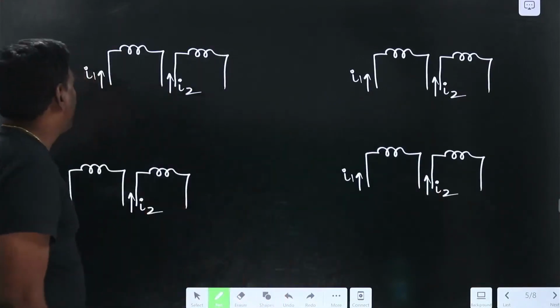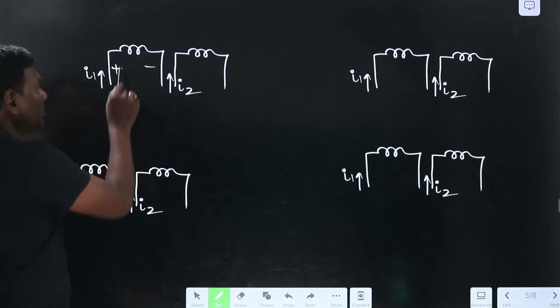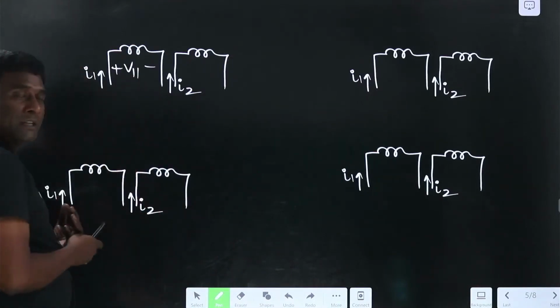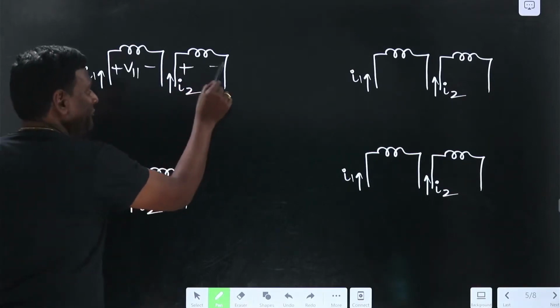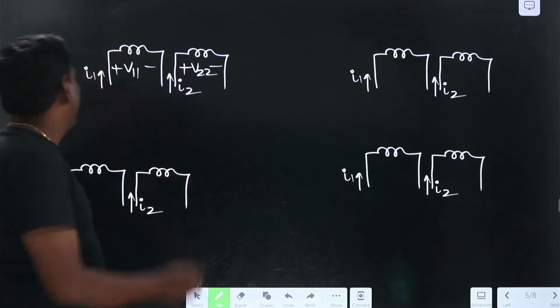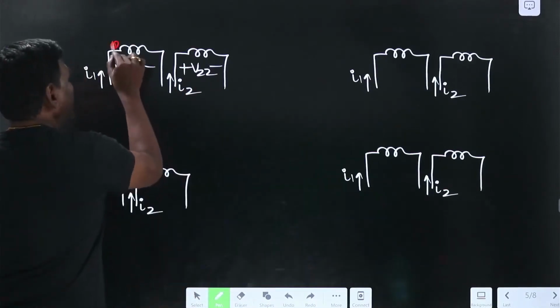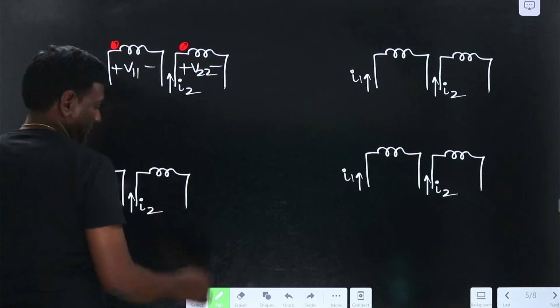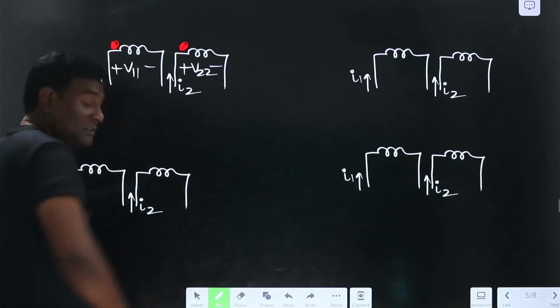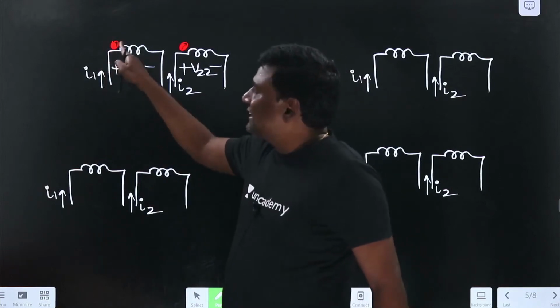If my current is entering here, the self-induced voltage will be V11. If I2 is entering here, the self-induced voltage will be V22, independent of the dots. Now let us think of the dots being like this. Depending upon the dots, the mutually induced voltage will be decided when my current is entering into this dot.